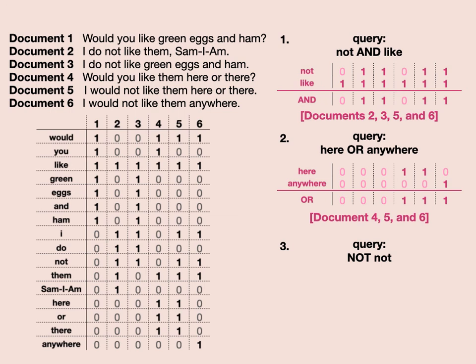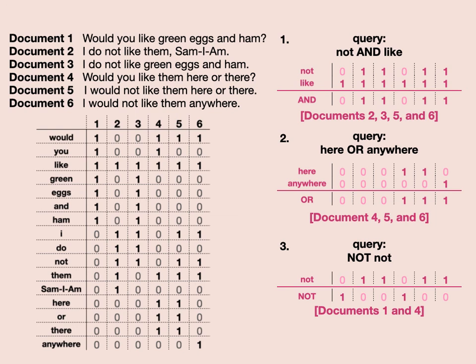Now let's do not. So I want only the documents where we're not being negative, right? So all the documents that contain not, that's 2, 3, 5, and 6, we will not that. So that becomes 1 and 4. So this search returns documents 1 and 4. Those are the only ones that do not contain the word not.